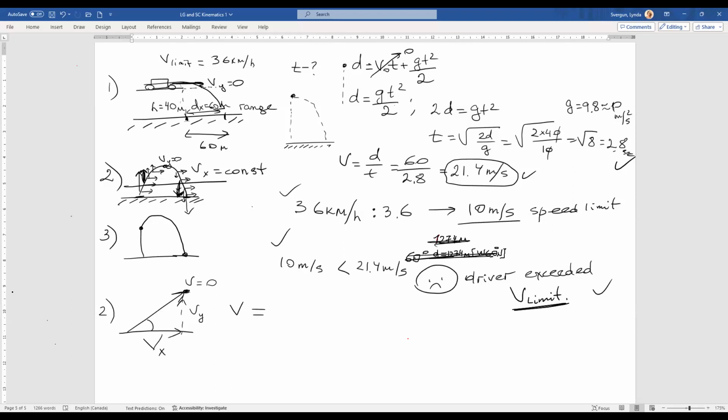V final equals V initial plus gt. Remember about the sign. In math, we stick to right and up positive, and left and down negative. In physics, it's up to you where you choose the direction. So you can choose up as positive. In that case, velocity final is 0. Initial velocity will have direction up, so positive.